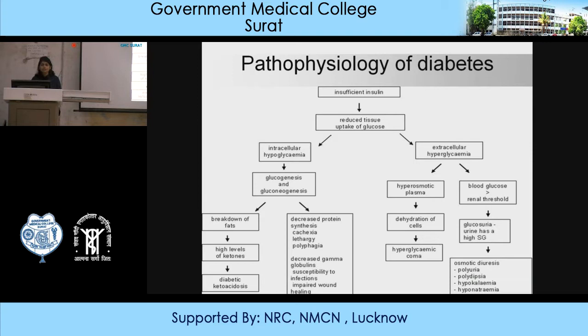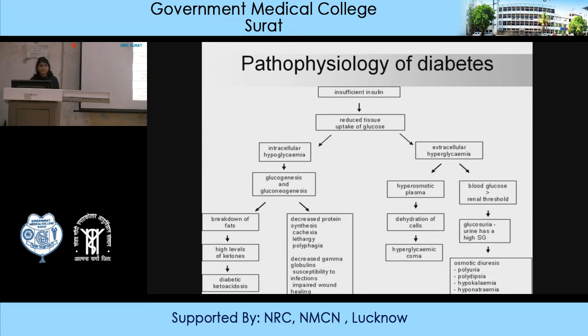We all know that, as we discussed earlier, there will be insulin which will be insufficient either quantitatively or qualitatively. So there will be reduced tissue uptake of glucose. Clearance of glucose from circulation will not happen. Henceforth, there will be intracellular hypoglycemia or extracellular hyperglycemia. Firstly, let's look in detail about intracellular hypoglycemia.